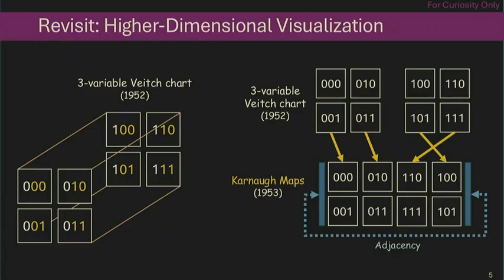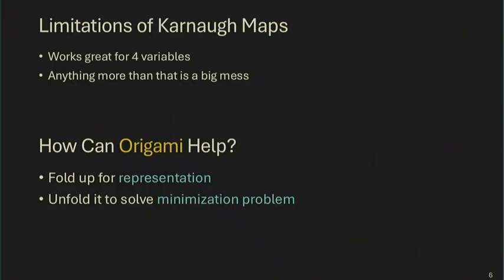All right, so this is the first diagram I showed you about a K-map. A K-map is a way to switch the orders compared to a Veitch chart so that you get all the adjacencies by including also this wraparound adjacency. Right? And 4 variable K-maps is pretty elegant. 5 variable K-map, 6 variable, they are doable in the book, but they are a big mess. So the topic for today's class is how can origami help in using K-map to represent larger functions. And in particular, we're going to try to fold up a bigger function for representation, and then we'll unfold it to solve the minimization problem.